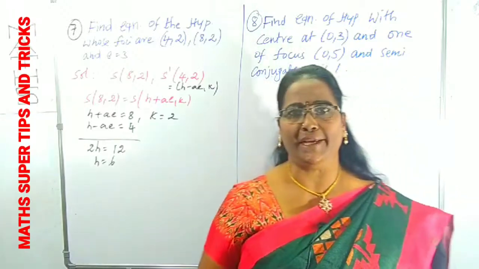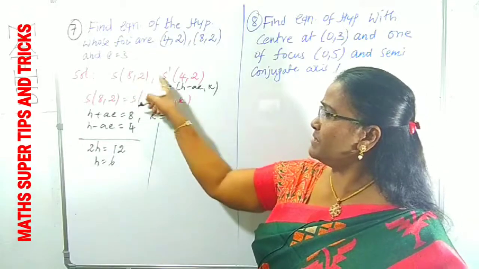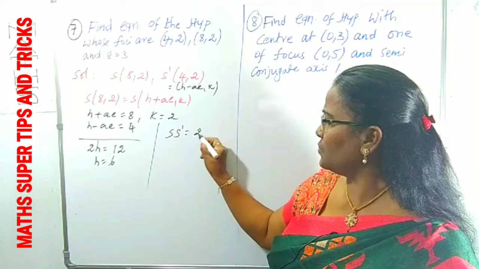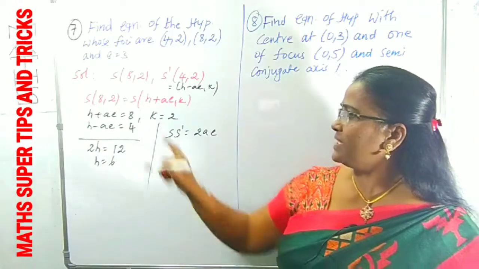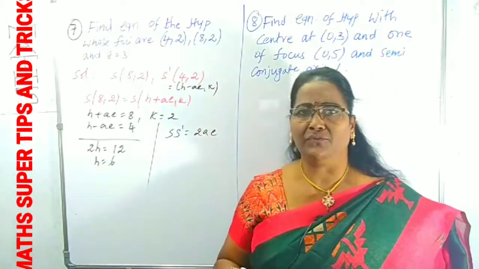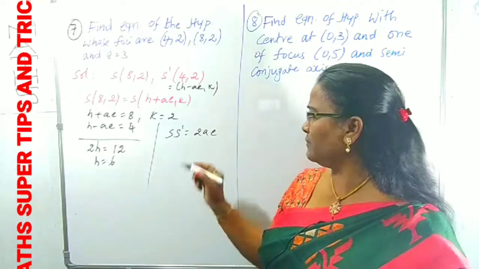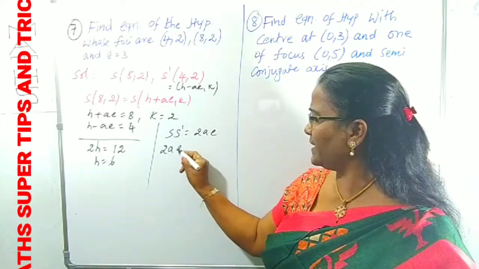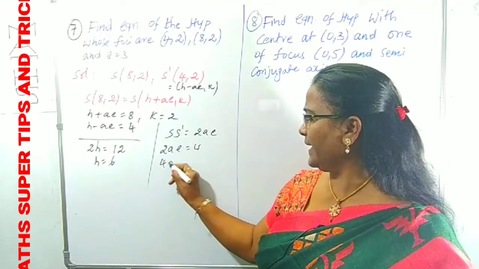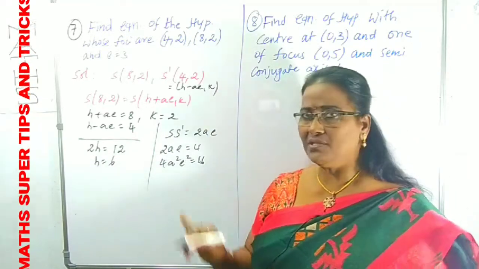Now you have to find a square and b square. To find a square and b square, you know that clearly the distance between the foci, S S dash, is equal to 2ae. What is the distance between these two? Under root (8 minus 4) whole square, 4 square is 16, root 16 is 4. It means indirectly 2ae is equal to 4. Okay, squaring on both sides, that is 4a square e square is equal to 16.